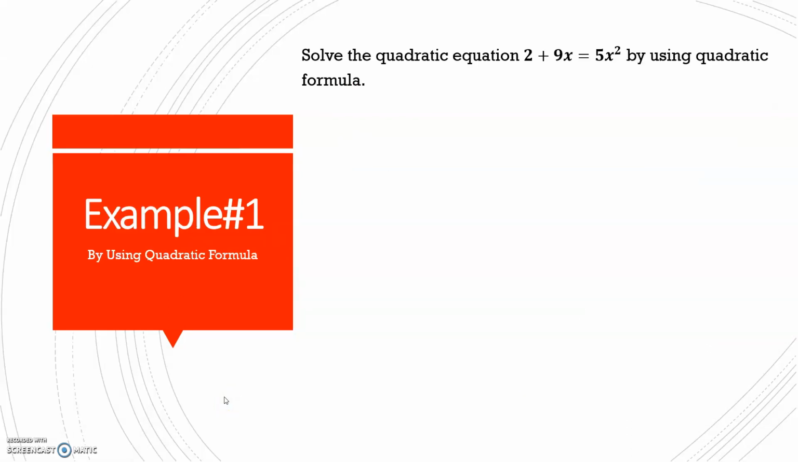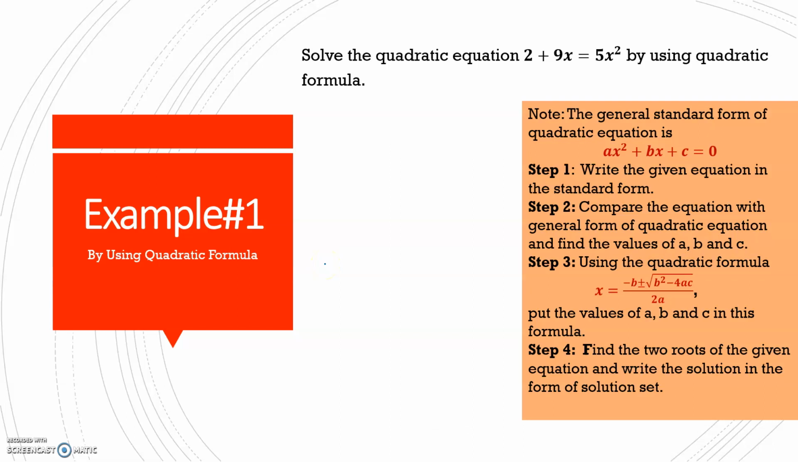Example number 1. Solve the quadratic equation 2 plus 9x is equal to 5x square by using quadratic formula. Students, notice that as you know that the general standard form of quadratic equation is ax square plus bx plus c is equal to 0. In first step, we have to write the given equation in the standard form.